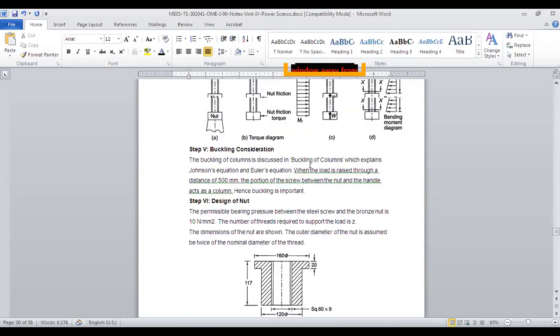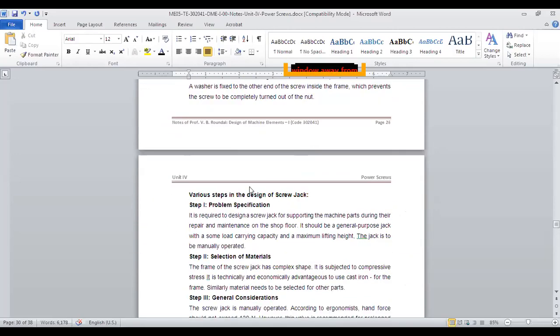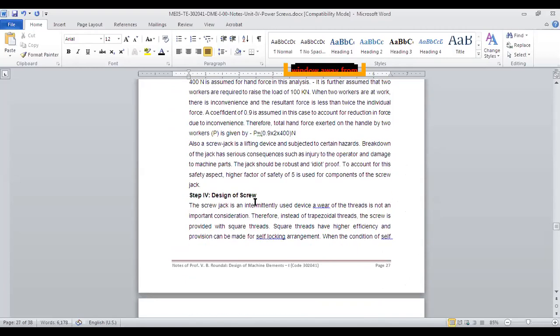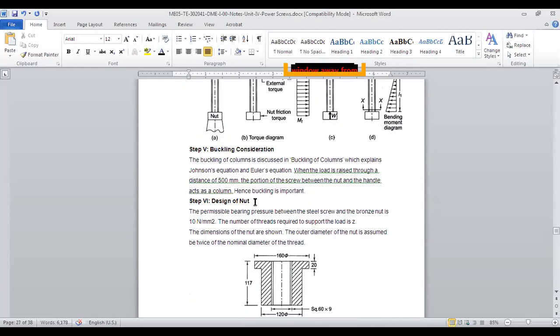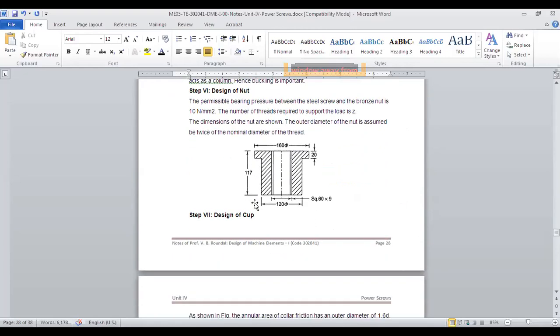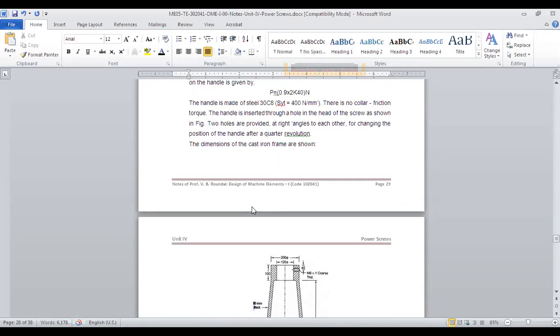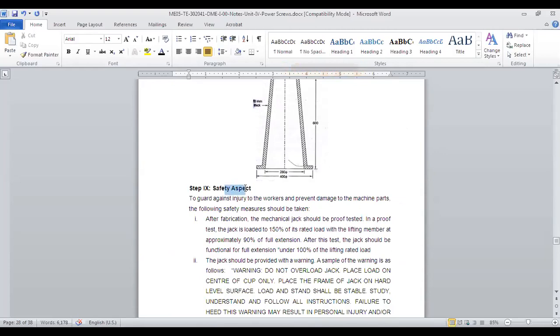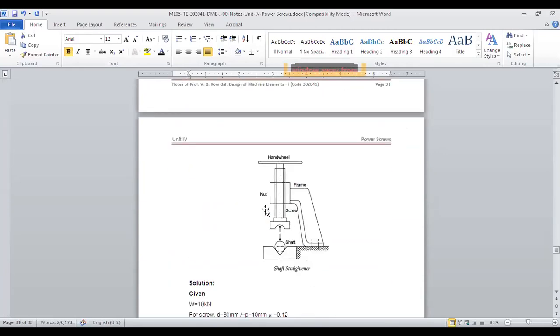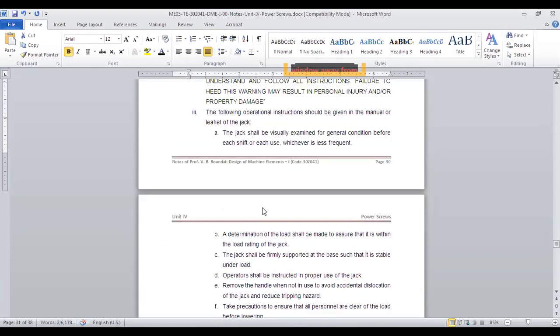In that, basically, we have seen the first step is the requirement, then selection of the material, general consideration, then design. We have to design the screw and nut. We have seen the stresses in screw and nut in the prior topic. We'll use that to design the screw and nut, then design of the cup, design of the handle, and then lastly safety. An important aspect is the safety aspect. So this is the way we have seen the design of a screw jack.